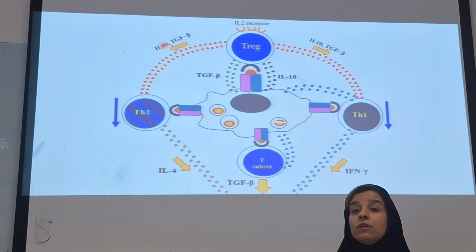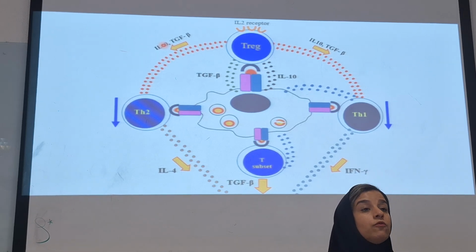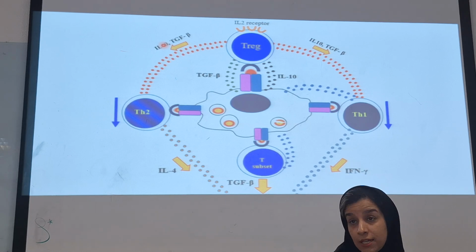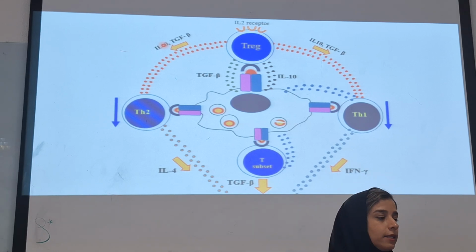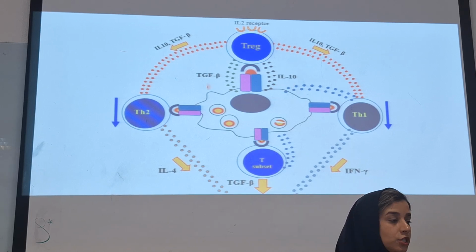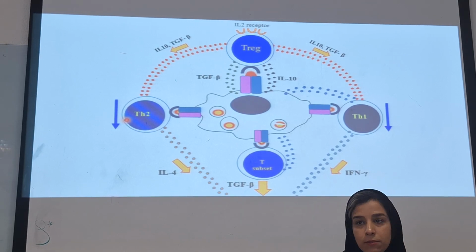So T regulatory cells are a type of immune cells in our body for regulation and modulation of immune response and prevent autoimmunity in our body. And so these cells need interleukin 10 and TGF-beta for differentiation and for affecting T helper 1 and T helper 2.